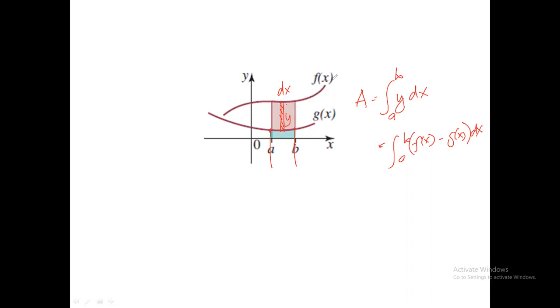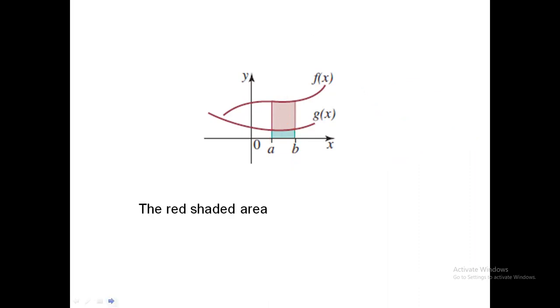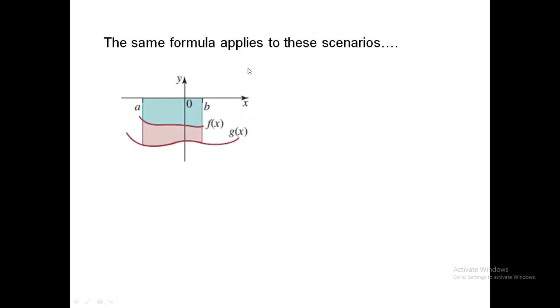F of x, this is the equation of the upper curve. G of x is the equation of the lower curve. Okay? Either which you like to interpret it, you're bound to get the same answer as long as you don't stay away from the principles. So the red shaded area. So the same applies with this scenario here. We'll have this dx and we have y.